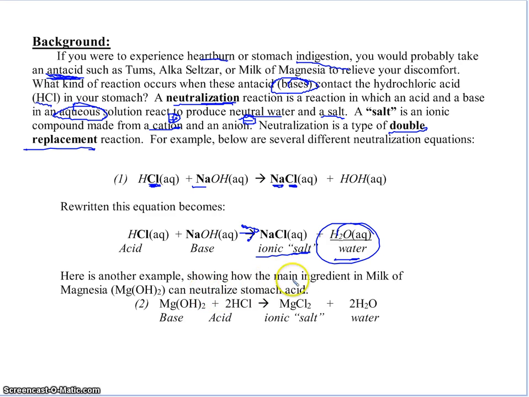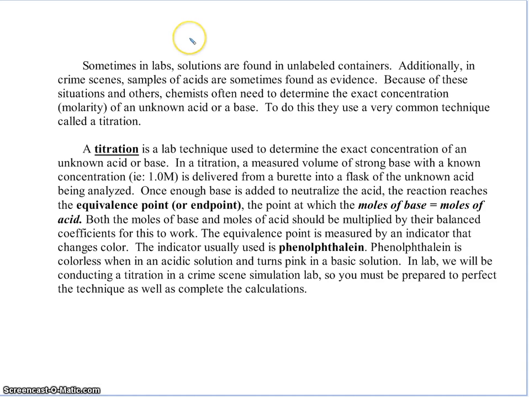Here's another example. Milk of magnesia, Mg(OH)2, magnesium. Oh, magnesium, magnesia. Can neutralize stomach acid, so base and acid give you salt and water. I'm noticing here there's twice as much acid and water. I guess because this one has two hydroxides. Makes sense. Let's read more.